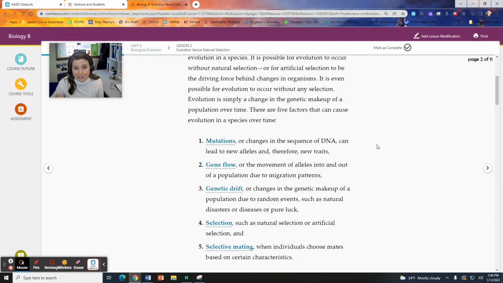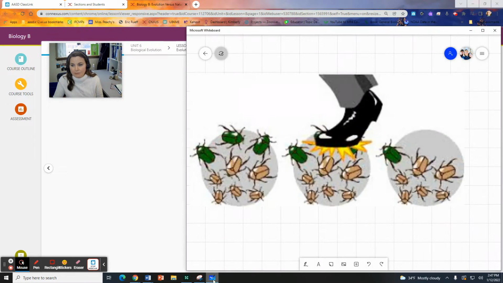Green beetles versus brown beetles. Who remembers this from first semester? I'm going to remind you with a picture. Some of you may remember this example that I did during one of my live lessons first semester. If not, you'll see this probably again in our live lesson this semester as well. But an example of genetic drift is what's happening here.